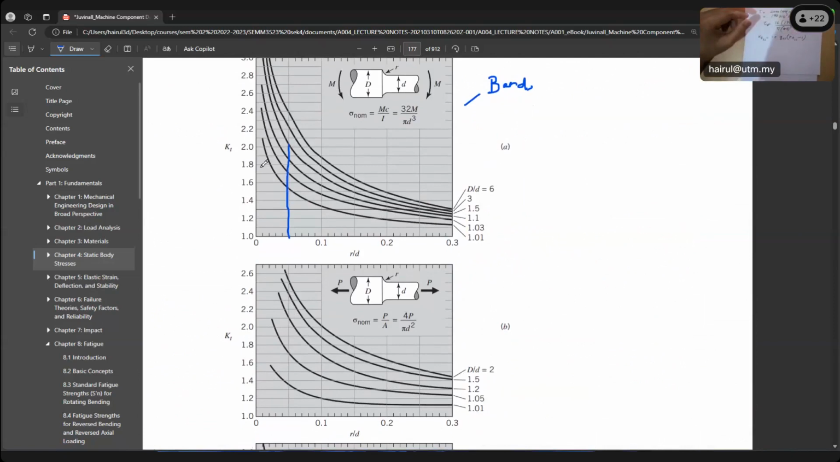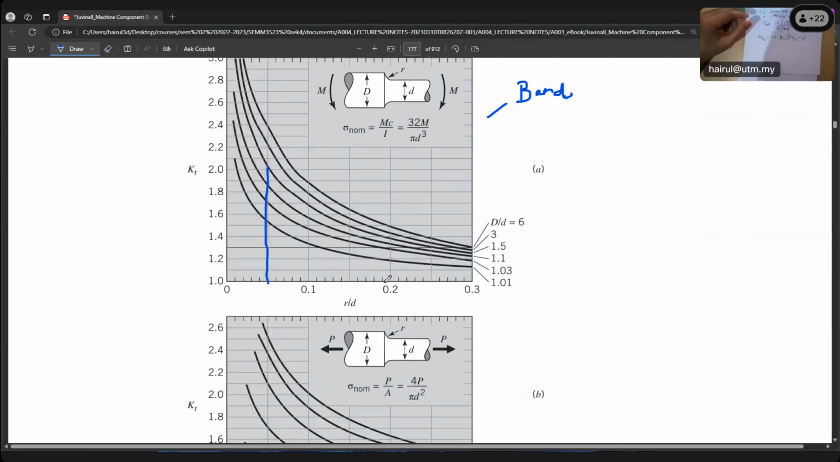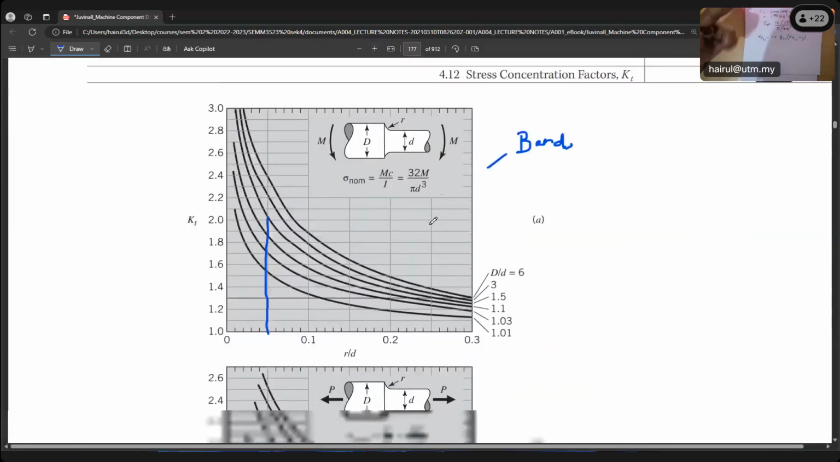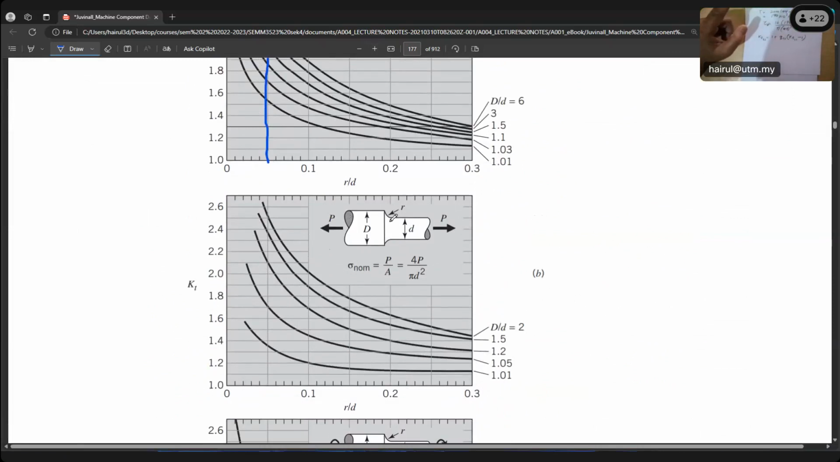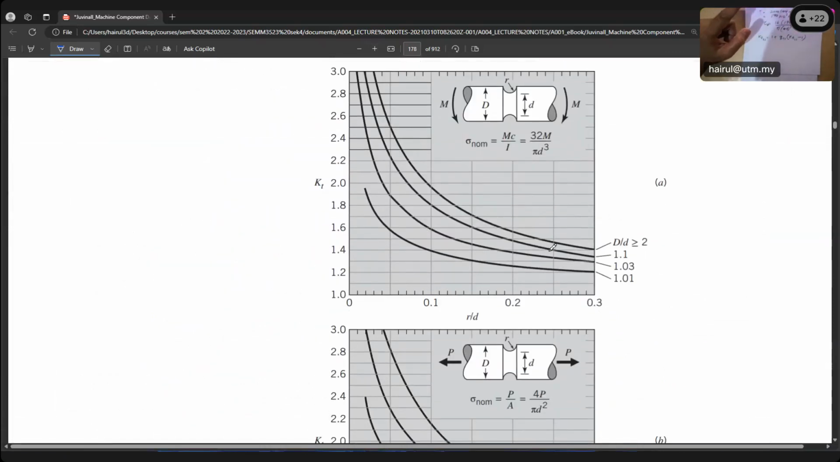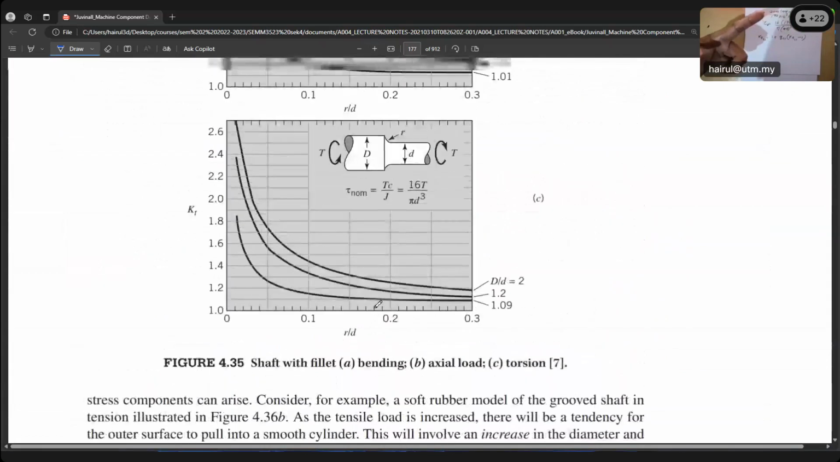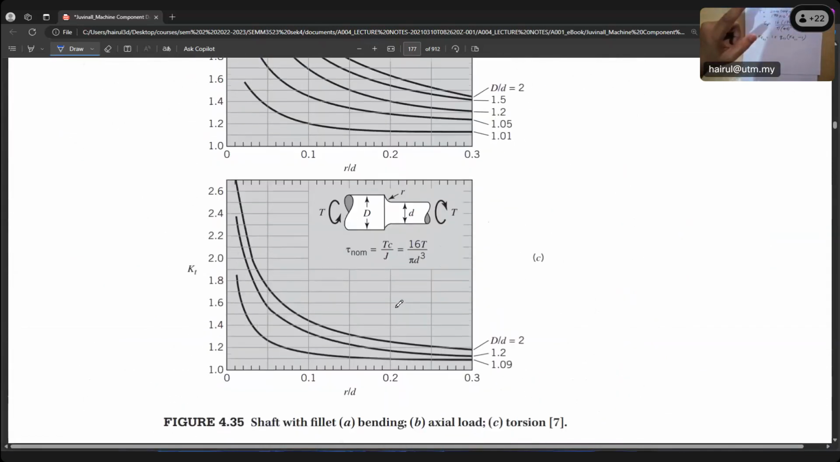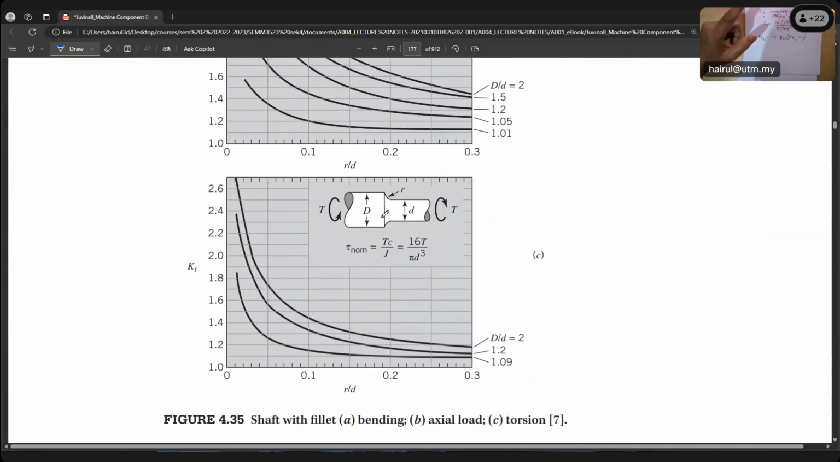All right, okay, if you go here, this one we go for bending. Now for, this is axial. Now, do not take this one. Ini is groove. This is groove. We are talking for shoulder. This is axial. The third one, shoulder torsional stress. Can you see that? Torsional stress at shoulder.